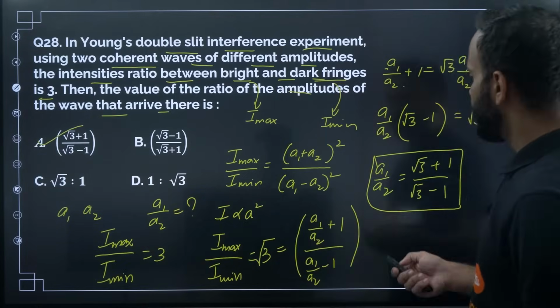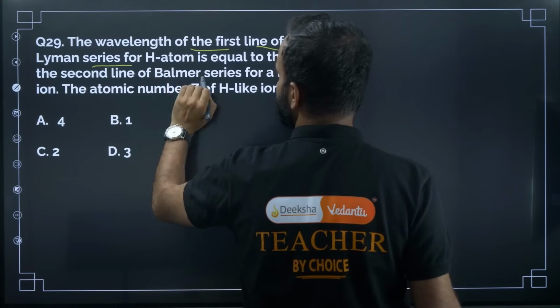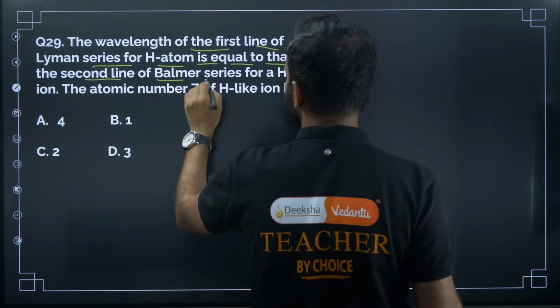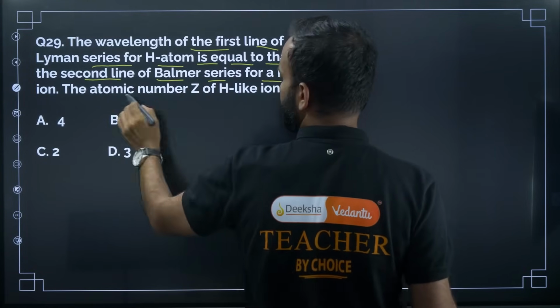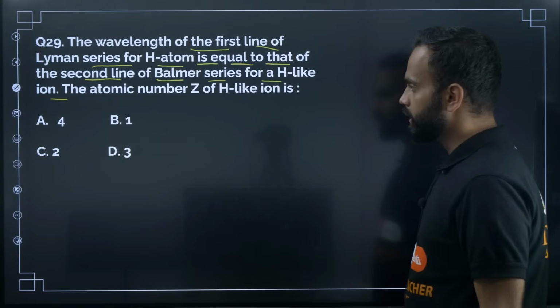Okay, next question number 29. The wavelength of the first line of Lyman series for hydrogen atom is equal to that of the second line of Balmer series for a H-like ion. The atomic number Z of the H-like ion is, okay.